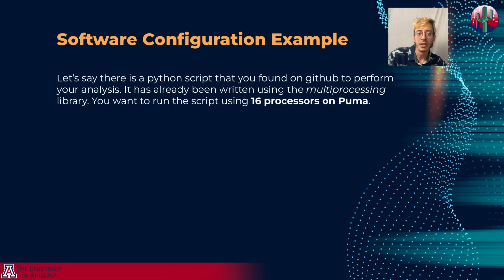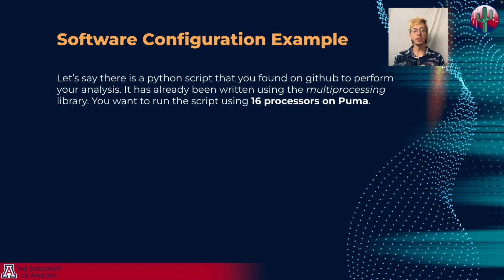It's been written using the multiprocessing library, and you want to run the script using 16 processors on Puma. One note here: the multiprocessing library is a built-in library for Python, and it enables you to do something called shared memory parallelization. This isn't going to be a deep dive into the different types of parallelization, but it's important to note, at least in this example, that the multiprocessing library, while it's capable of using multiple processors, those processors all need to be on the same node.